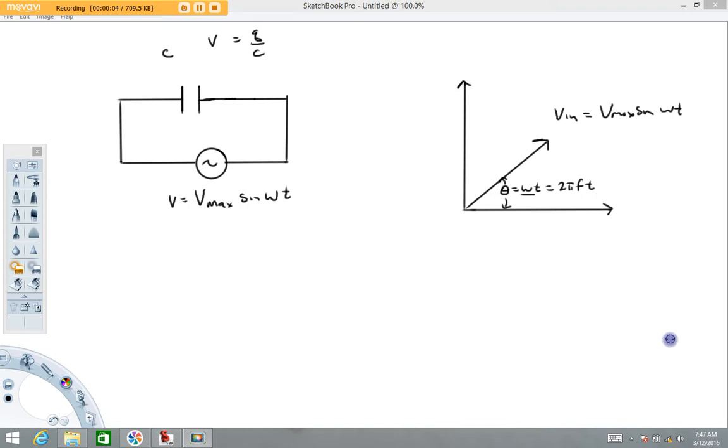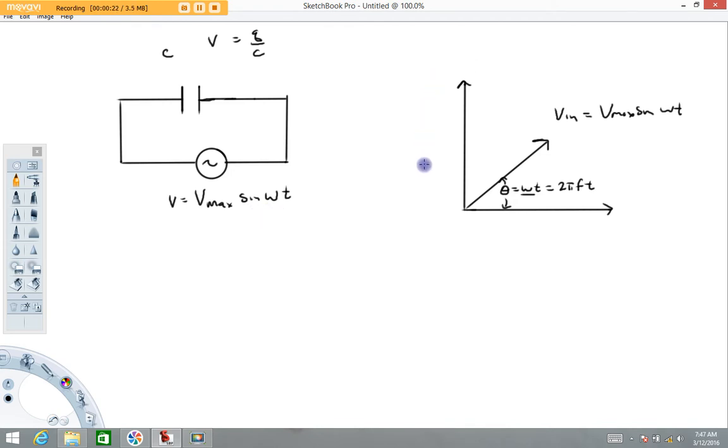The purpose of this video is to take a look at the results of an AC voltage source, a sinusoidally varying voltage source hooked to a capacitor. So again, the voltage source looks like some sort of Vmax sine omega t.